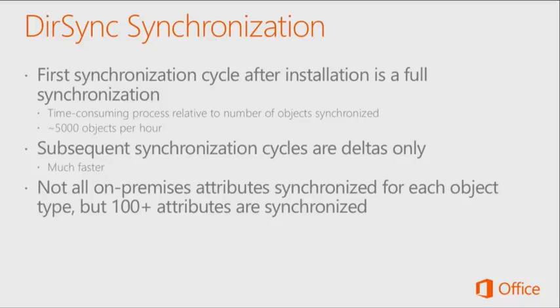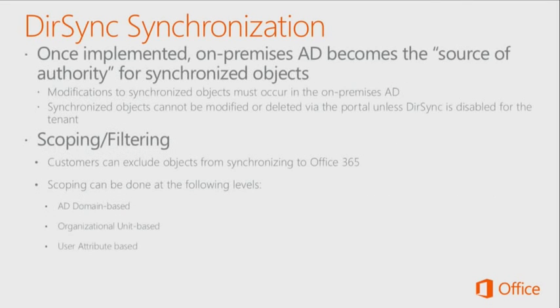The next synchronization cycles are deltas only. They're much faster. Not all on-premise attributes are synchronized for each object type, but 100 plus of them are synchronized. So if you're using some attributes that are maybe custom, they may not synchronize. Once implemented, on-premise AD becomes the source of authority. You cannot make changes in Office 365. That was another question.